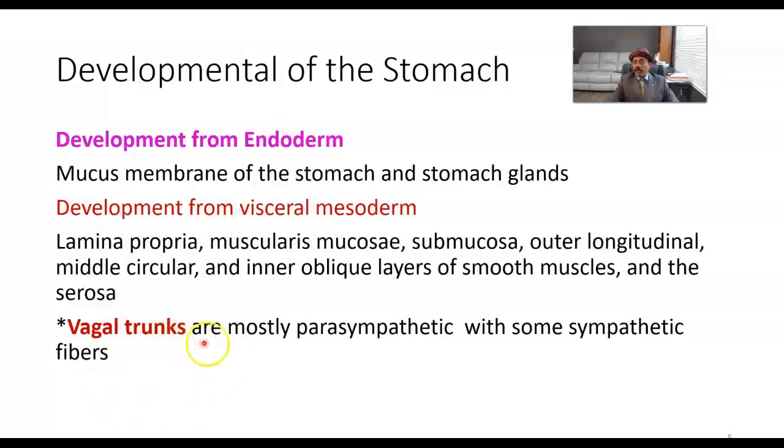We discussed that vagal trunks are mostly parasympathetic. They contain the vagus nerve fibers, plus they get some contribution from the sympathetic chain of ganglia.